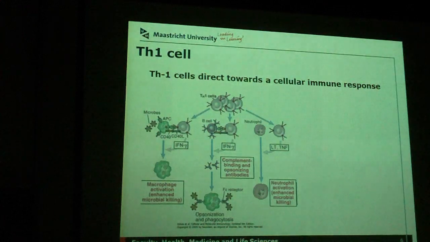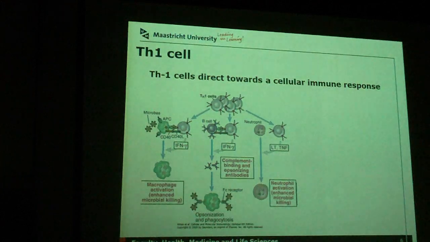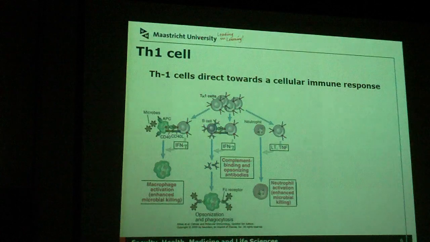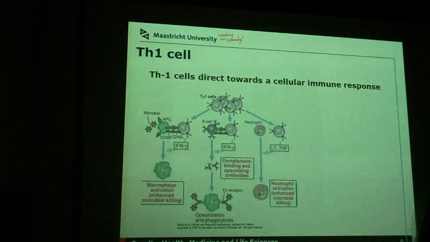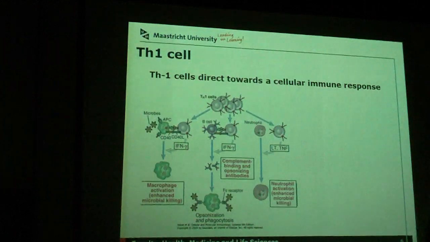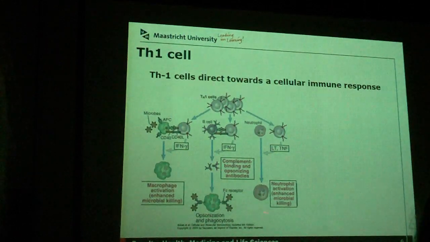So this you also saw before. The Th1 cells direct towards the cellular immune response. They help macrophages to kill the intracellular bacteria, for example, which they have taken up. They help B cells to switch to a plasma cell which produces a specific kind of antibody isotype which can optimally bind complement and opsonize the bacteria. They can also enhance inflammation by attracting neutrophils and inducing pro-inflammatory cytokine production.